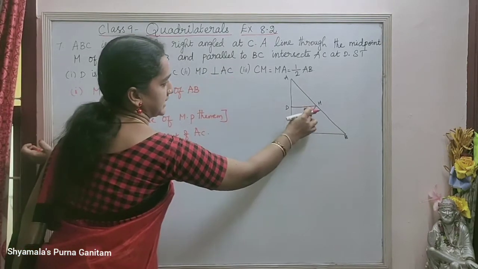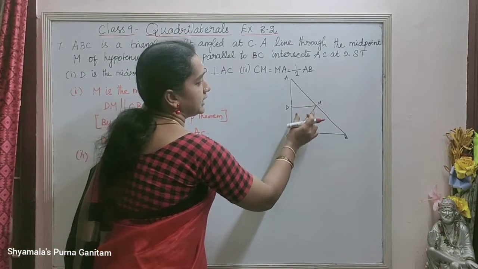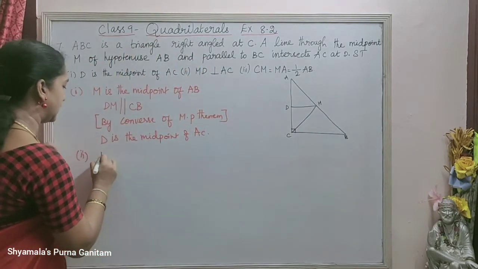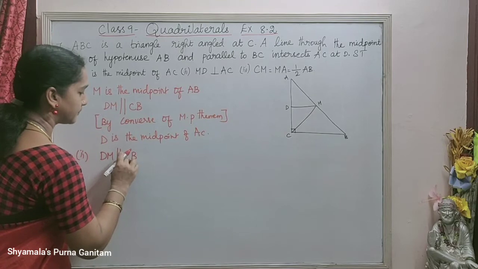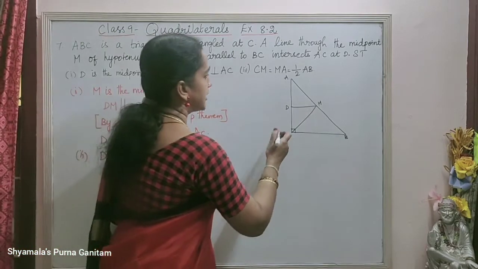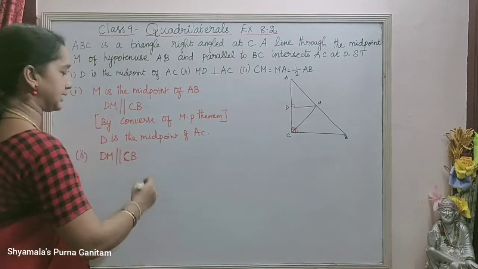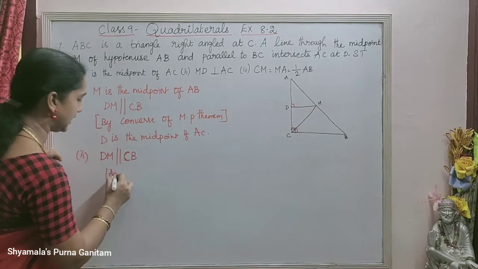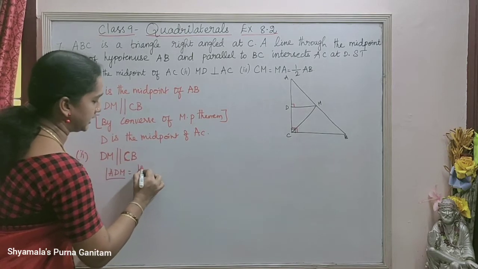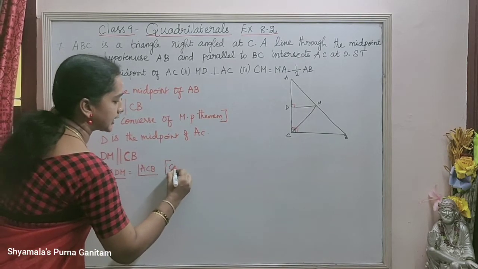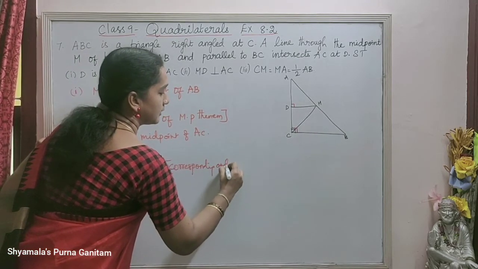MD perpendicular to AC. That is MD is perpendicular to AC. So here in the question itself it is given that DM is parallel to CB. DM and CB are parallel to each other. So we will get corresponding angles here. So these two will be the corresponding angles. That is angle ADM is equal to angle ACB. So corresponding angles will be equal in a parallel line.